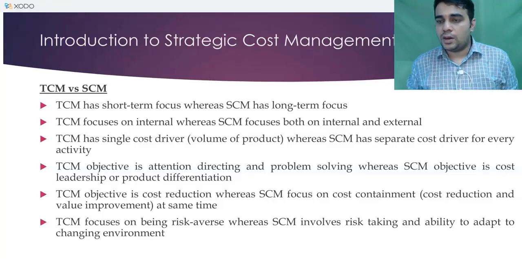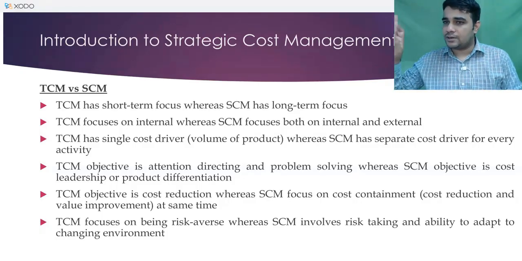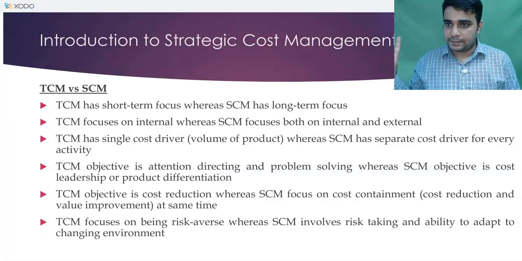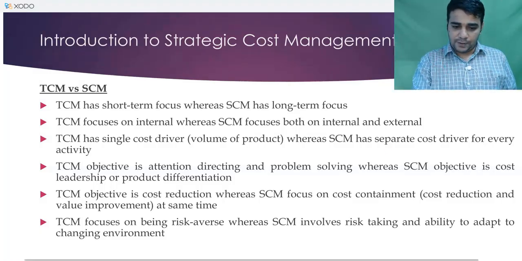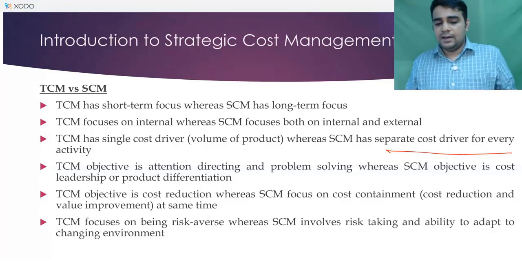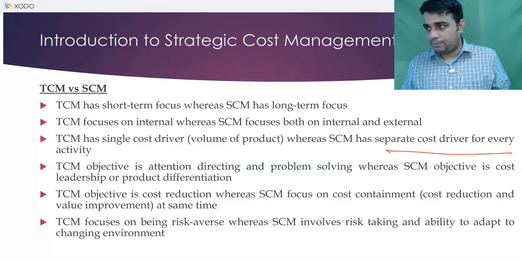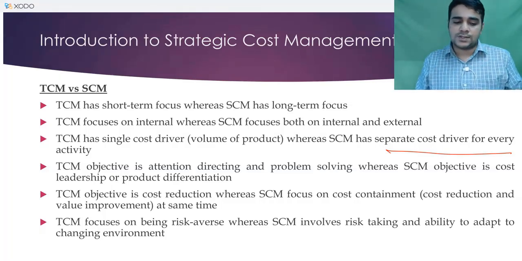Short term focus, long term focus, internal focus, internal plus external focus, single cost driver. This was your traditional costing. You would have learnt overheads, 2 types of overheads chapter. One is absorption costing method and second is activity based costing method. Under ABC you will have a separate cost driver for every activity. TCM focuses on getting to know what is the problem and solving the problem. That is more of a reactive approach. Here you go with a proactive approach where your focus is more on cost leadership or product differentiation.